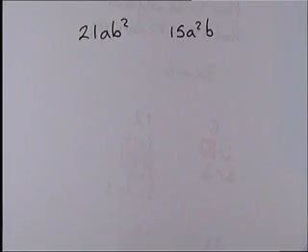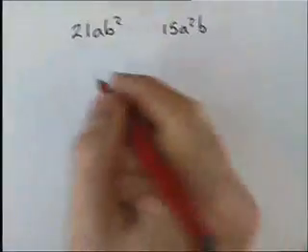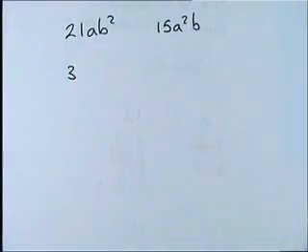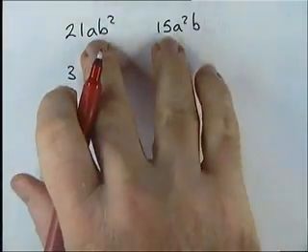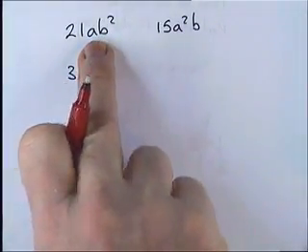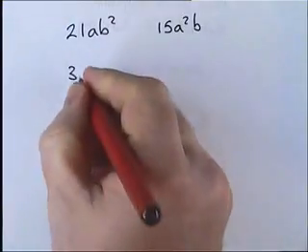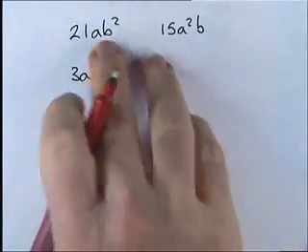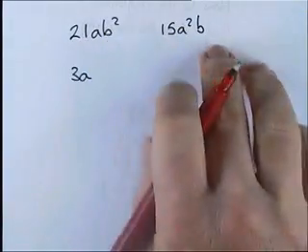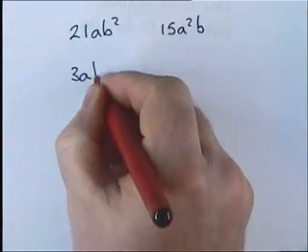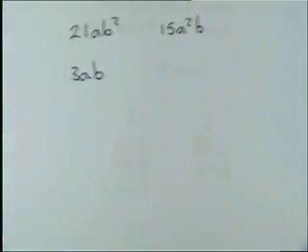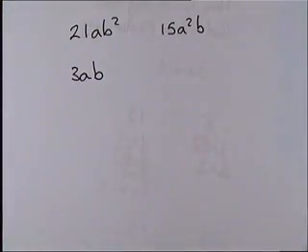Okay, well, the highest common factor of 21 and 15 is 3. And then this has got an a multiplied by a here, and this has got a multiplied by a here. So there's a common factor of a, and b times by b here, and b here, so it's got a common factor of b. So the highest common factor in this case is 3ab.